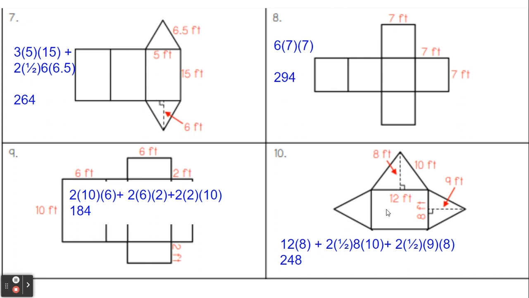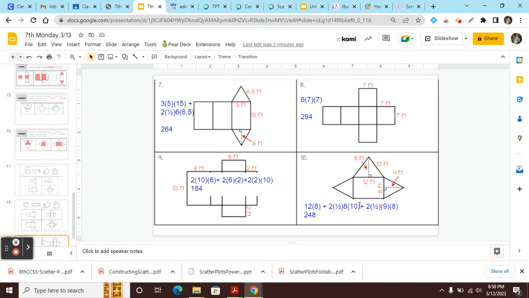In my last one, I've got one rectangle that's 12 by 8 feet. I've got 2 triangles that are the same. Those are 9 feet by 8 feet. So 2 times half times 9 by 8. I've got 2 more triangles that are the same. They are 8 feet by 12 feet. So I ended up with, I said 8 by 10, and it should have been 8 by 12. So let me fix that.